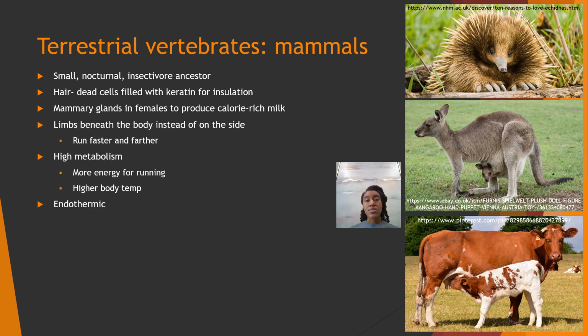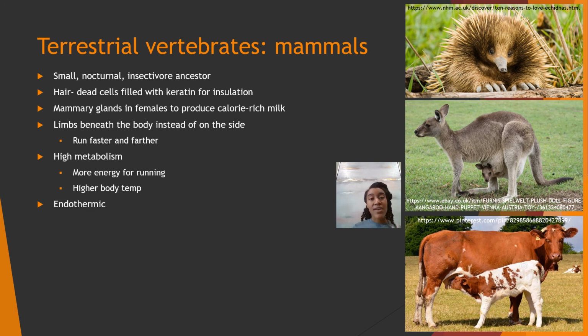Additionally, we have limbs that are located beneath our bodies rather than on the side. If you want an example of this, look at any lizard or alligator, and you'll notice that their limbs hang out on the side of their bodies. This is why when they're running, they have a wobbly motion. But with mammals, ours are right beneath our body. This is thought to have allowed us to run faster and farther than, let's say, reptiles.